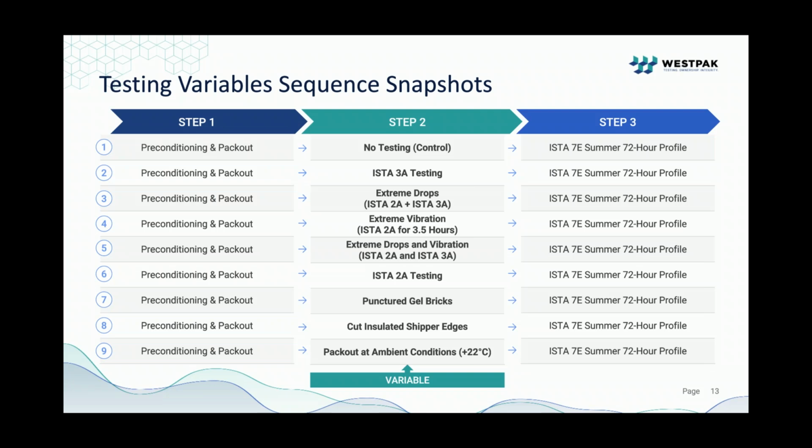Our test was set up in 3 different steps. Step 2 is our variable conditions, which I'll get into in more detail in the next few slides. But step 1 was always the same: preconditioned and packed out at +5C for the same duration for all 9 variable test cases. And after we tested the shippers with all these variable cases, step 3 completed the study: the test utilizing ISTA 7E, the summer profile, for 72 hours, monitoring inside the shipper to assess the thermal performance.